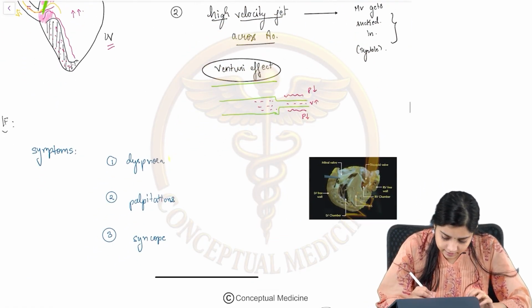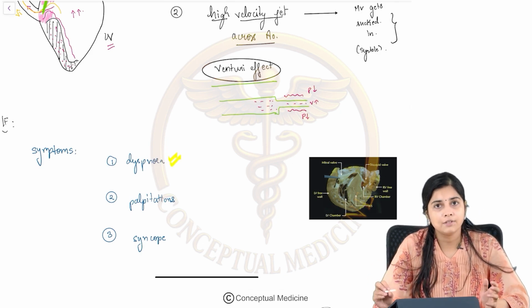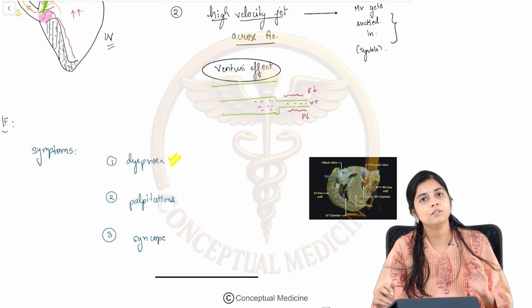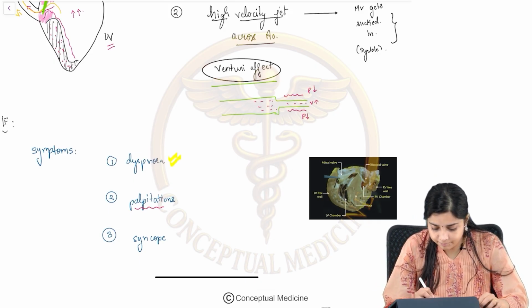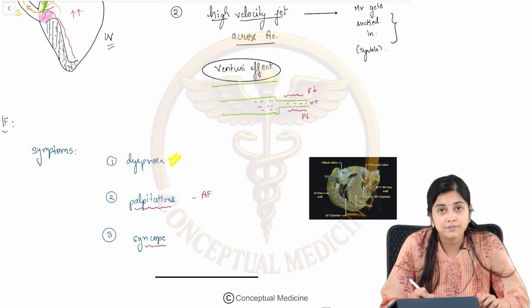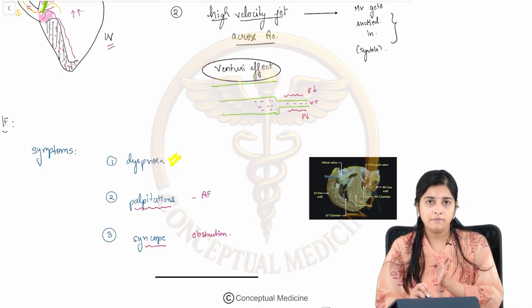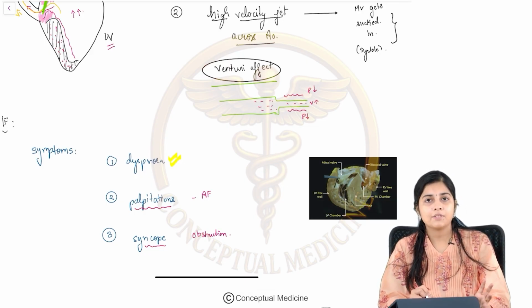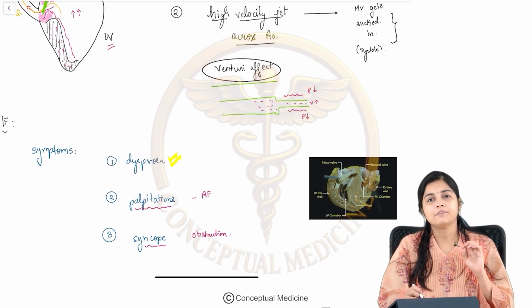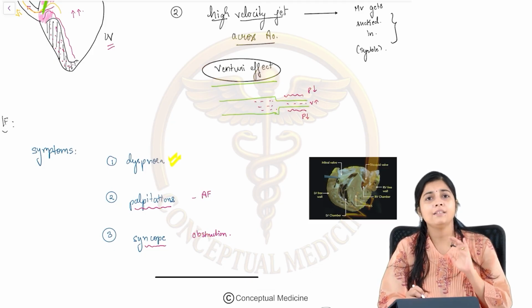There will be dyspnea. So, why is there dyspnea? We have already seen that because of pulmonary congestion you can have dyspnea. You will have palpitations because of atrial fibrillation, and you have syncope because of the obstruction, especially during exertion. So, we always tell HOCM patients to avoid athletic activities because you can have a syncope which is often fatal, and there is also an increased risk of sudden cardiac death.